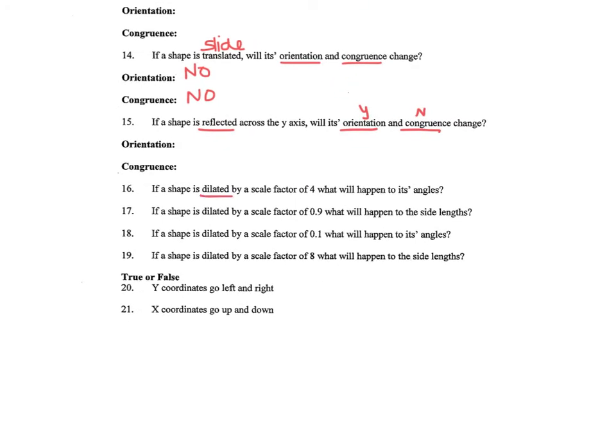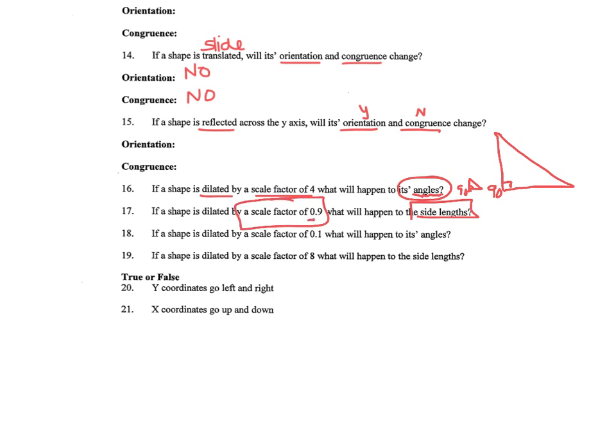16, if a shape is dilated by a scale factor of 4, what will happen to its angles? Angles never change. Doesn't matter what the scale factor is, angles always stay the same. If you have a right triangle that's very tiny, and then we dilate it up times 10, it's still a right triangle. It's still 90 degrees. So think of it that way. The angles will never change. The side lengths are what change. Depends on the scale factor.